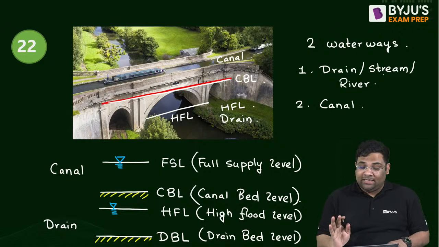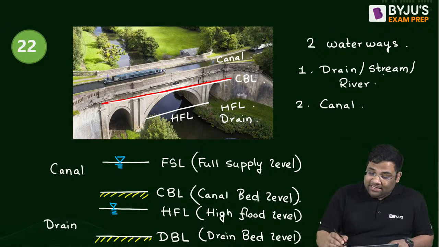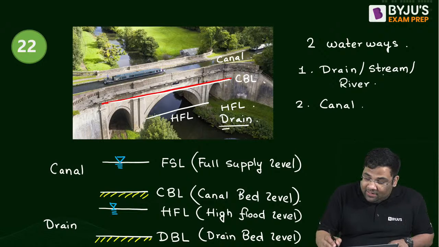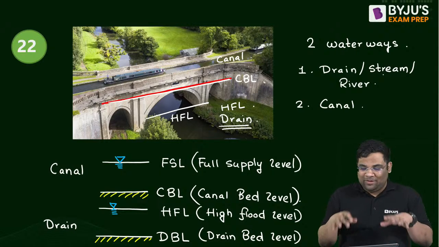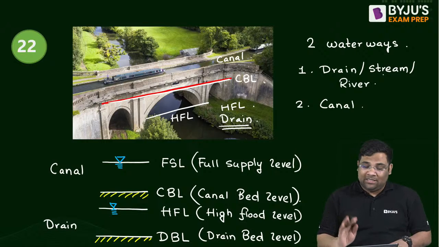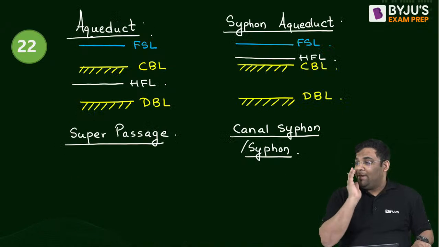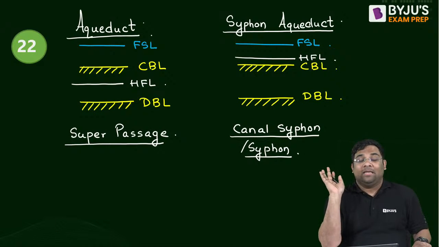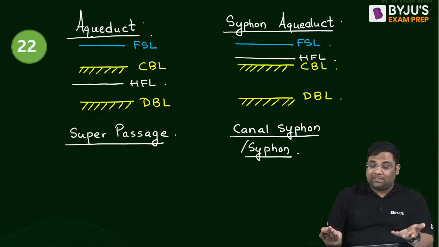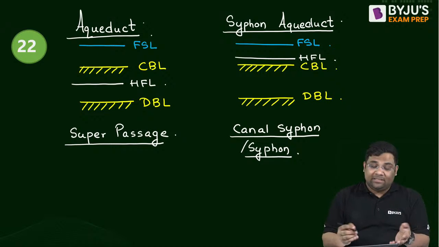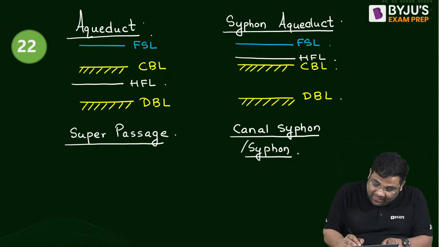This aqueduct, you see, and the drain bottom DBL is very far below. We cannot see the DBL here. Everybody understood this or not? Tell me. Difference between aqueduct and siphon aqueduct. Now the reverse. Just take the reverse. Reverse is what? This will be your DBL.